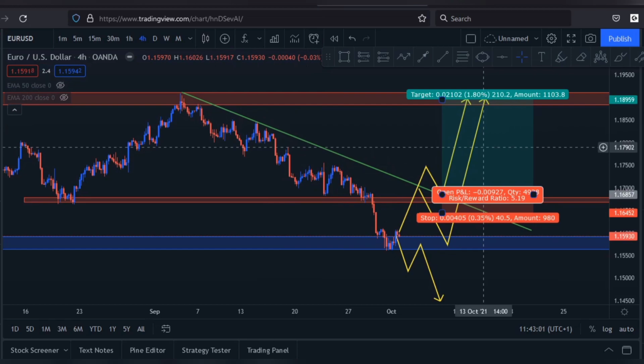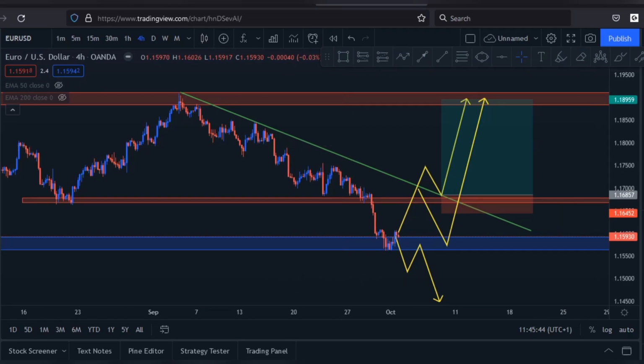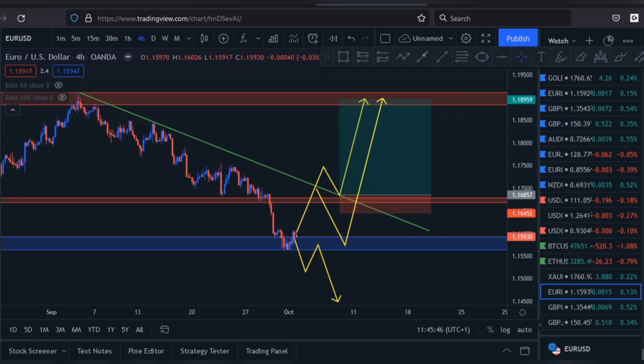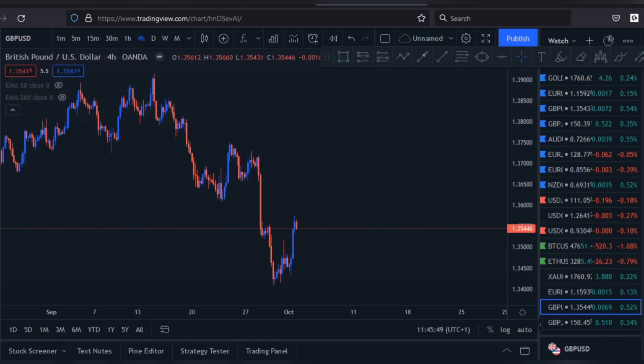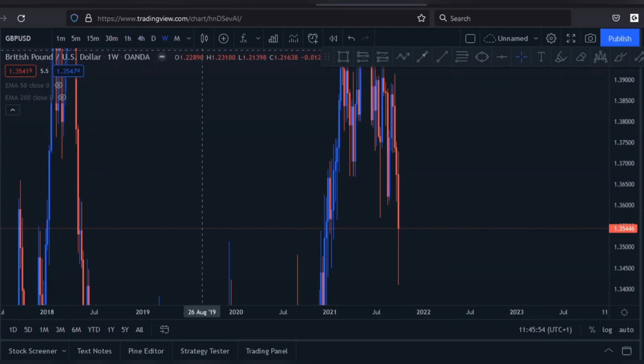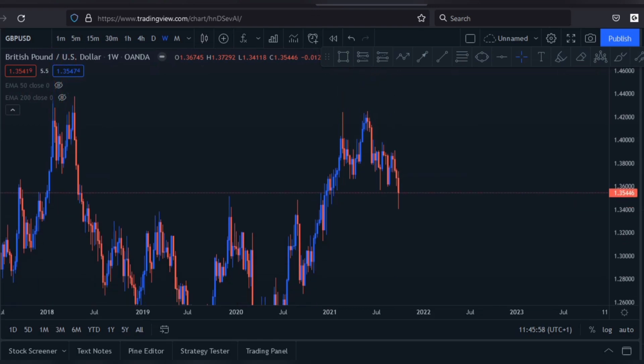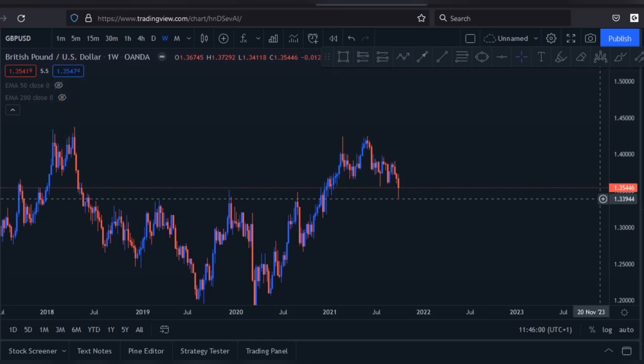Next, I'll be talking about GBP USD and GBP JPY. Okay, so for GBP USD, again, we'll be going through the weekly time frame, and we'll do a top-down analysis just to give us a clear idea of where price is heading to.